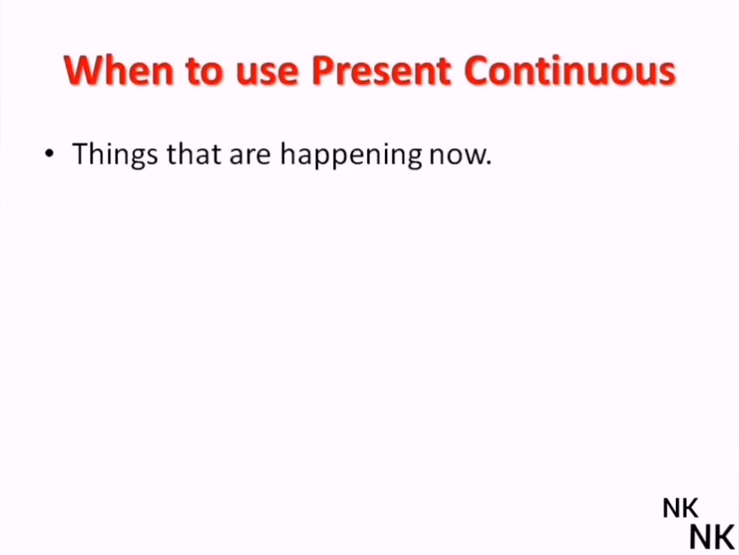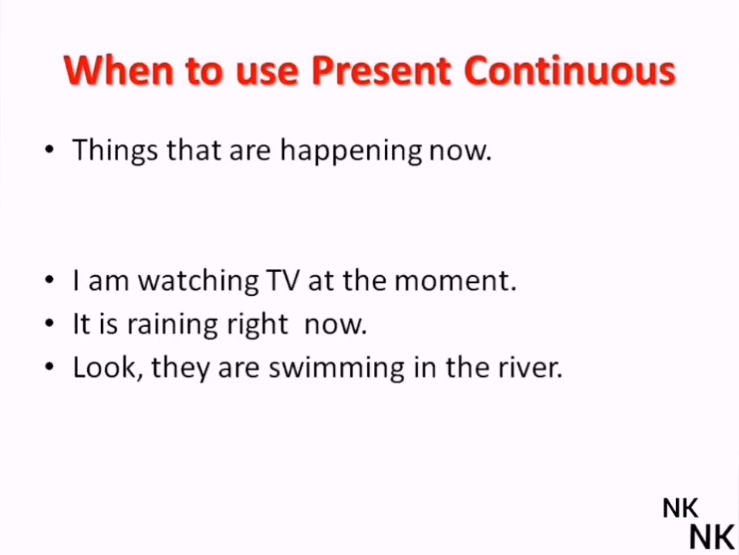We use the present continuous for things that are happening right now. So, if you look around you or maybe out of your window, you see all kinds of things going on. For example, I am watching TV at the moment. It is raining right now. Look, they are swimming in the river.